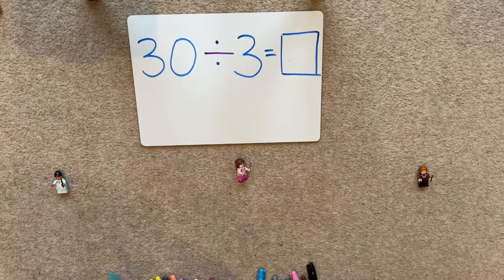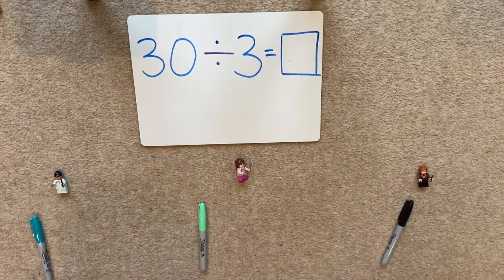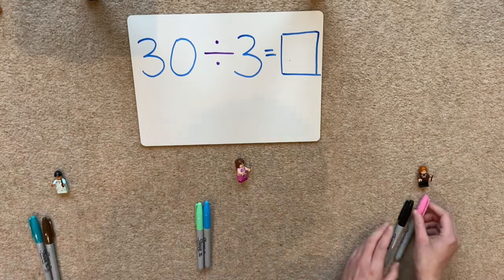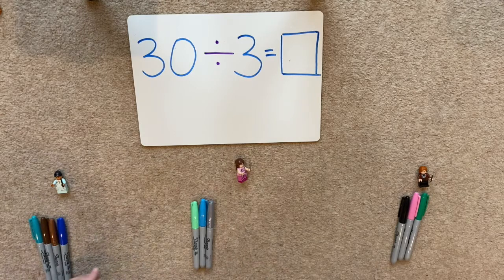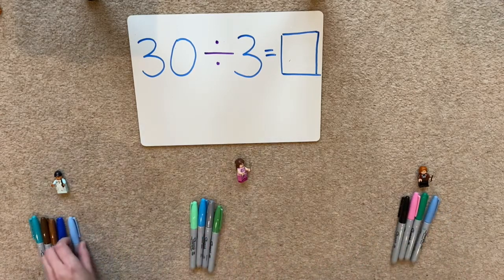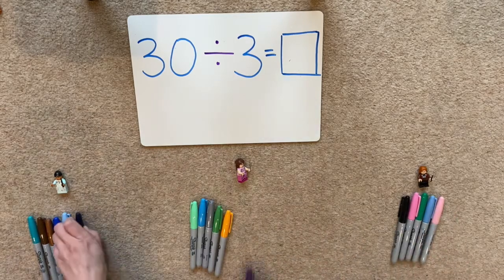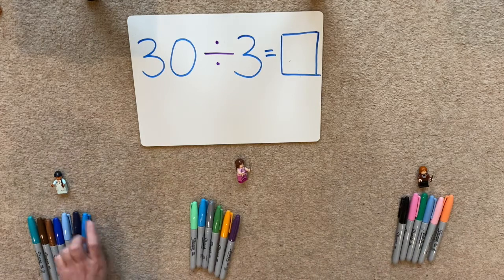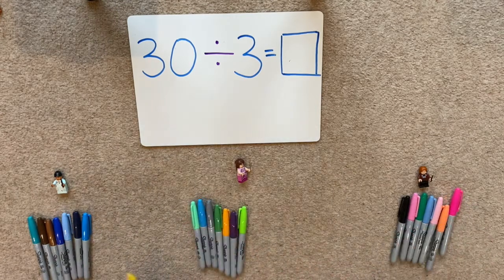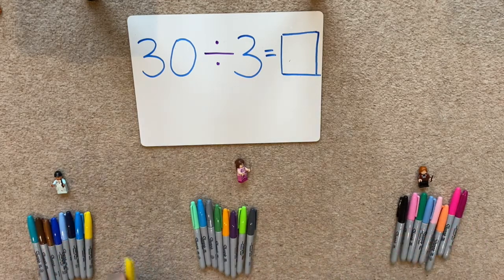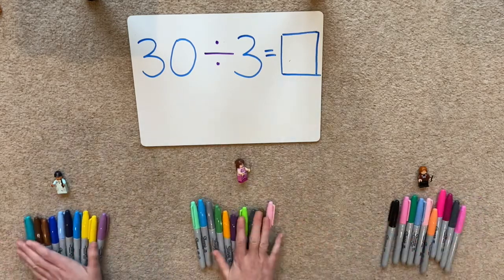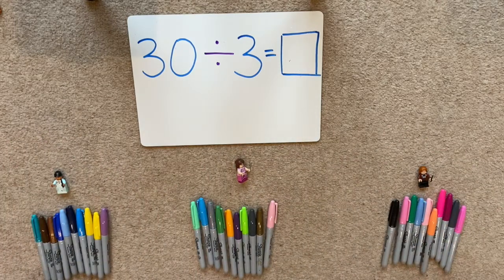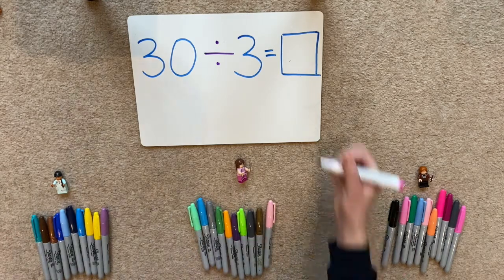So 1, 2 each, 3 each, 4 each, 5 each. I'm trying to do this a bit quicker. 6 each, 7 each, 8 each, 9 each, 10 each. 30 altogether, and we've shared the Sharpies between 3 people, and they each have 10. So our answer is 10.